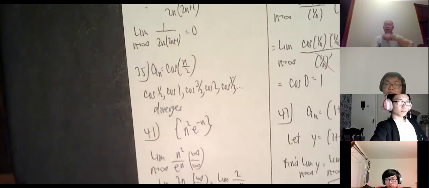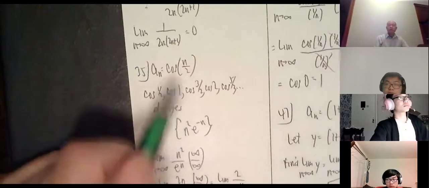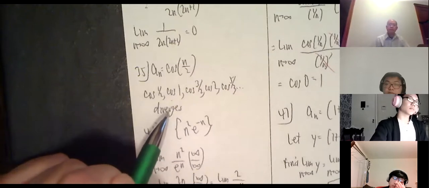Or just think of the graph of cosine, right? Cosine bounces up and down. It's stuck between -1 and 1. So this is an example of a bounded set, but it doesn't converge. It diverges.